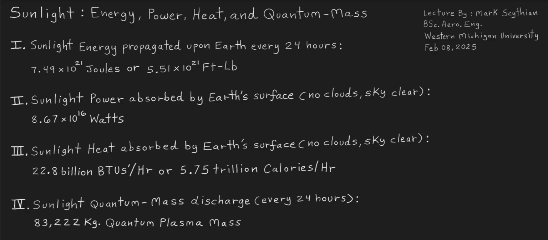Sunlight power absorbed by Earth's surface, no cloud, sky clear, 8.67 times 10 to the 16th power watts. Sunlight heat absorbed by Earth's surface, no cloud, sky clear, 22.8 billion BTUs per hour, or 5.75 trillion calories per hour. And then lastly, the sunlight's quantum mass discharged upon the Earth every 24 hours, and that is 83,222 kilograms quantum plasma mass.